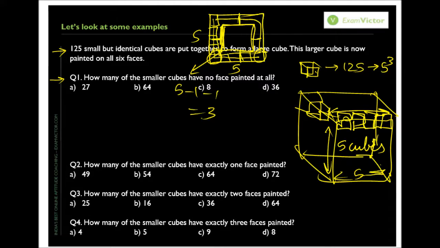It is like the inner cube. If you strip away the outer layer of cubes, then the inner layer has no paint on it. And the volume of that is basically 3 cubed, which is equal to 27. So that is the number of cubes that have no paint on them at all.